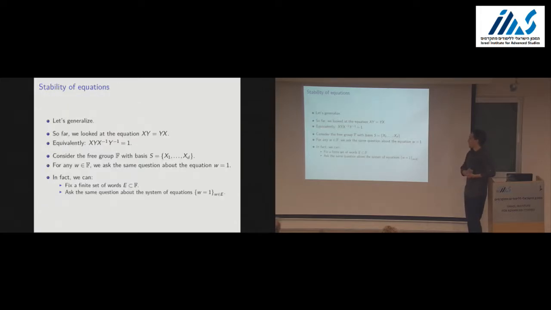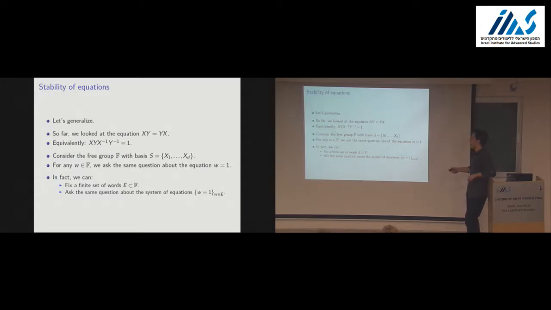Right. So now I will explain a generalization of this problem. Yeah, let's spend a few slides on that. So we've considered so far the equation xy equals yx. I like words in the free group, so let's move everything to one side. It's the equation commutator equals 1, equivalent, of course.